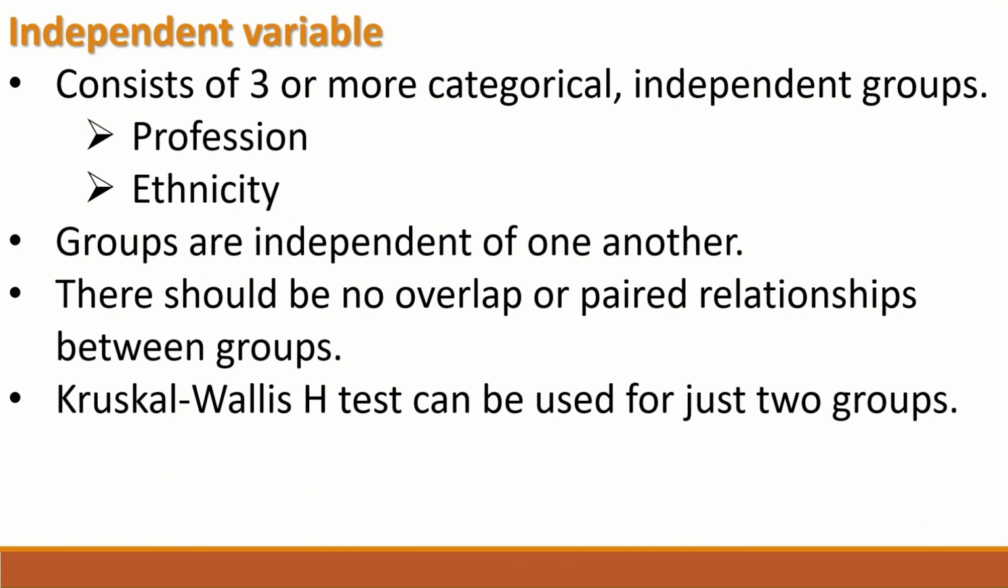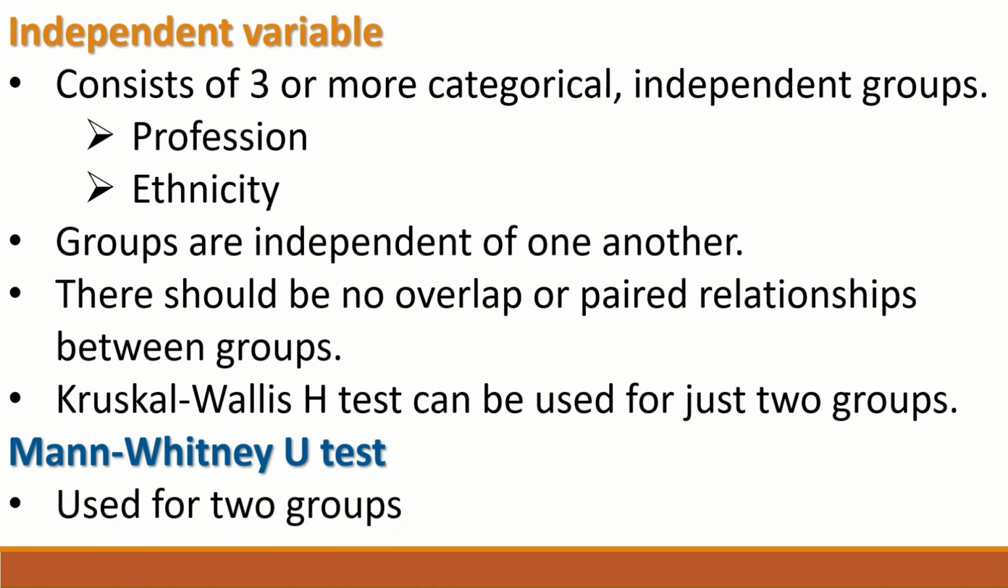So the Kruskal-Wallis test can be used for just 2 groups. However, the best choice for 2 groups is the Mann-Whitney U test, which is a non-parametric test that can be used when there are 2 groups.